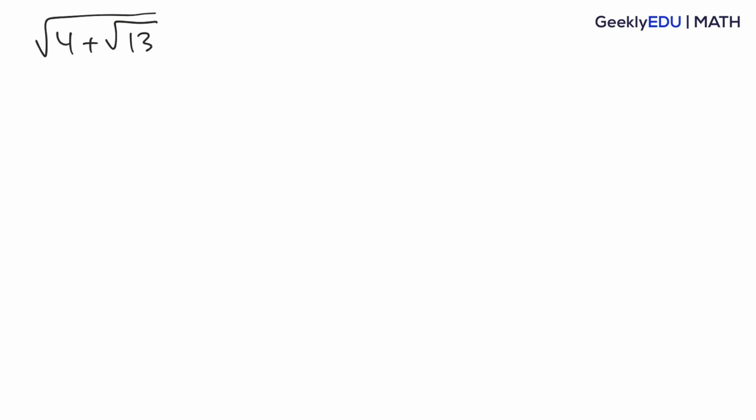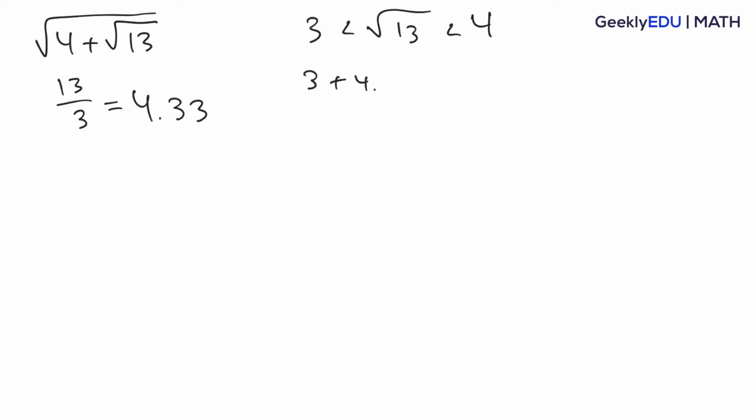Obviously, I hope it's obvious that the square root of 13 is between 3 and 4. Why is that? Because 3 squared is 9 and 4 squared is 16. And obviously 13 is between 9 and 16. So to approximate the square root of 13 by hand, the first thing we do is we take 13 divided by 3. We get 4.33. And we take the average of 3 plus 4.33 divided by 2. And the average is 3.67.